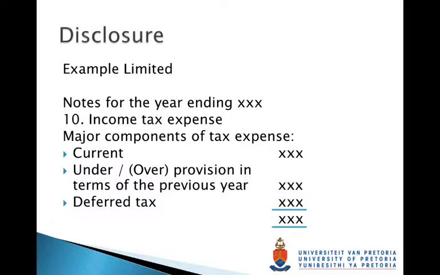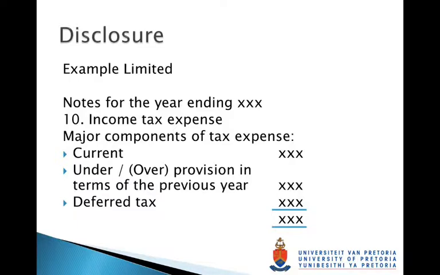And then the disclosure, remember we did the presentation. The presentation is in the statement of profit or loss and other comprehensive income. And the disclosure in the notes will look like this. Notes for the year ended. And then your heading is income tax expense. And then the major components of tax expense are your current tax, your under or over provision in terms of the previous year, and your deferred tax. Remember, your deferred tax is just the movement. And that gives you a total that will come into your components of major tax expense.